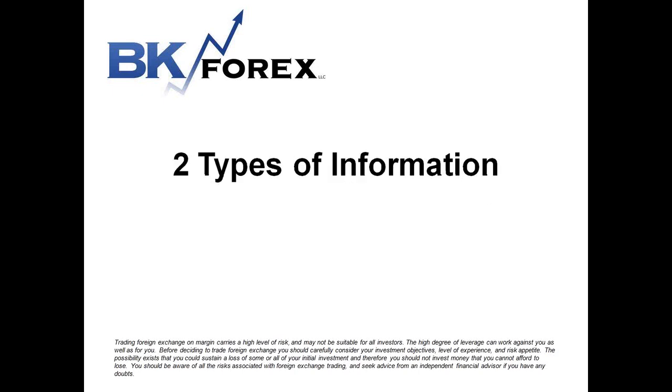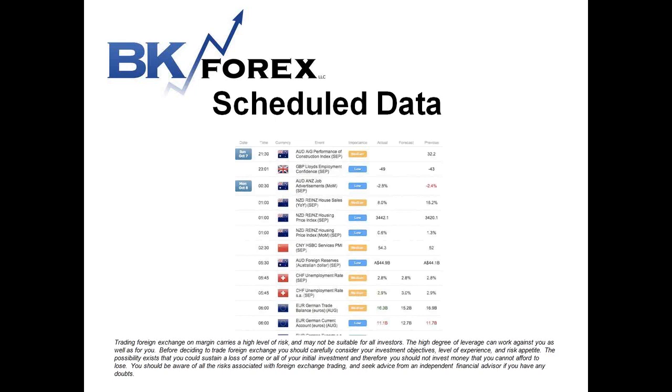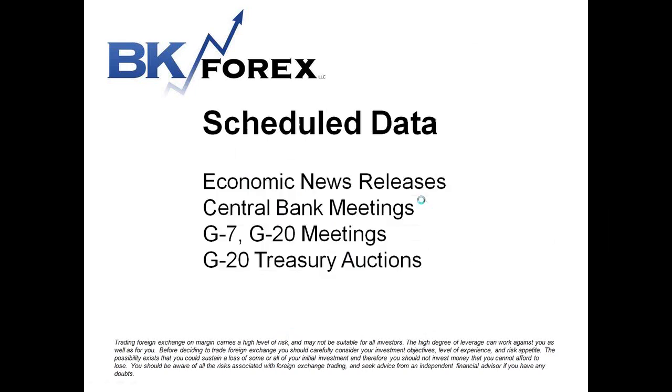So reactive news trading. There are key things that we talked about in reactive news trading. We've covered this earlier, but it's worthwhile to review it. There are 2 types of information. There is what we call scheduled data, which is the calendar, and we always look at that, of course, as our starting point.